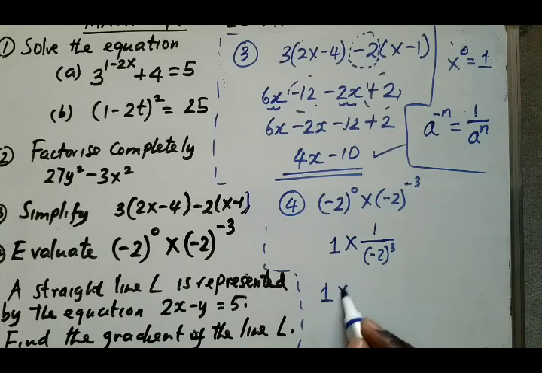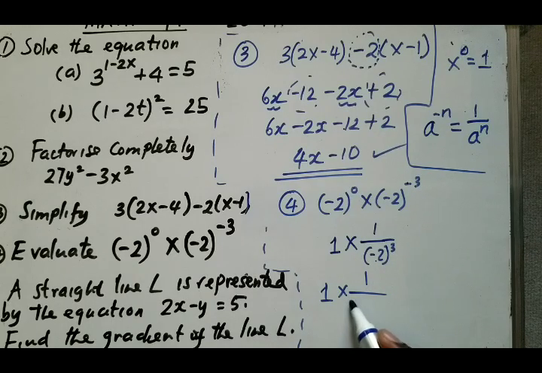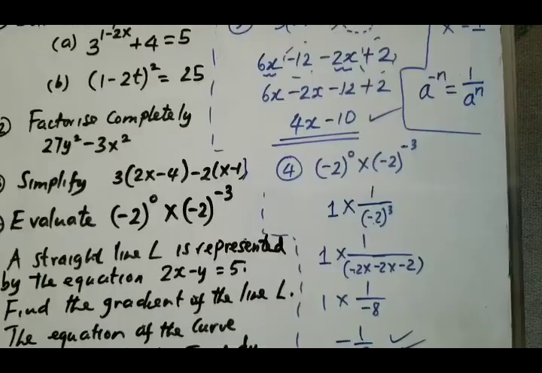Now, what does negative 2 raised to the power 3 mean? It means negative 2 times negative 2 times negative 2. You multiply them 3 times. So it will be 1 times 1 over negative 2 times negative 2, which is a positive 4. Positive 4 times negative 2 gives me a negative 8. So when you multiply 1 times this, you have negative 1 over 8.